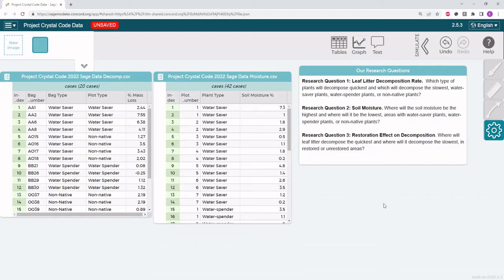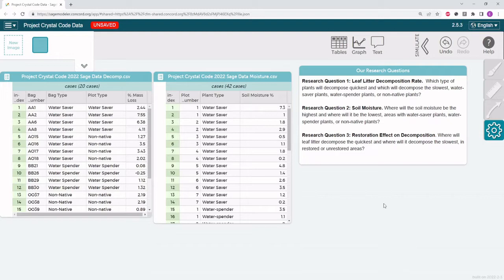Next, research question 2 revolves around soil moisture. Where will soil moisture be the highest and where will it be the lowest? Areas with water saver plants, water spender plants, or non-native plants. And then lastly, research question 3 looks at restoration effects on decomposition. So where will leaf litter decompose the quickest and where will it decompose the slowest? In restored areas or unrestored areas?